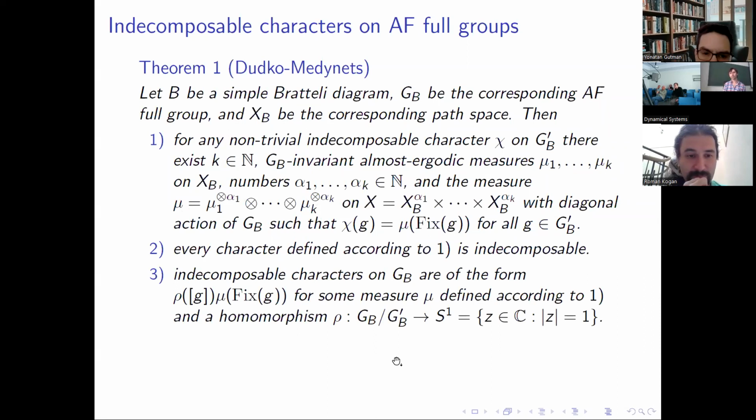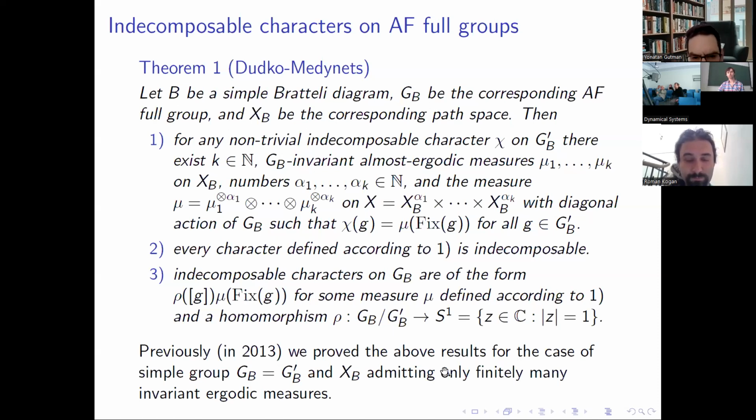And finally, concerning the group G_B, because the factor group, G_B modulo the commutator group, is an abelian group, there can appear also some multiplicator, some homomorphism rho from G_B modulo G_B prime to the unit circle. So the indecomposable characters are not exactly of this form, but will have also some complex-valued multiplicator.